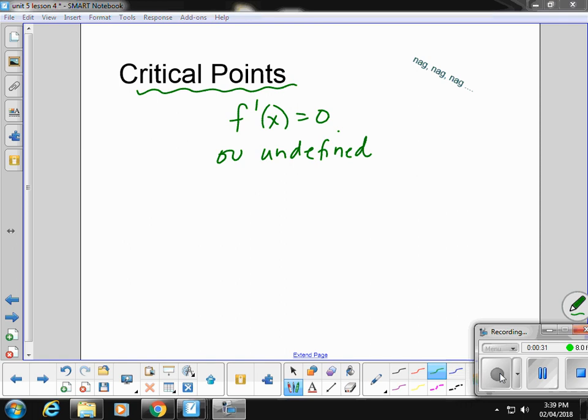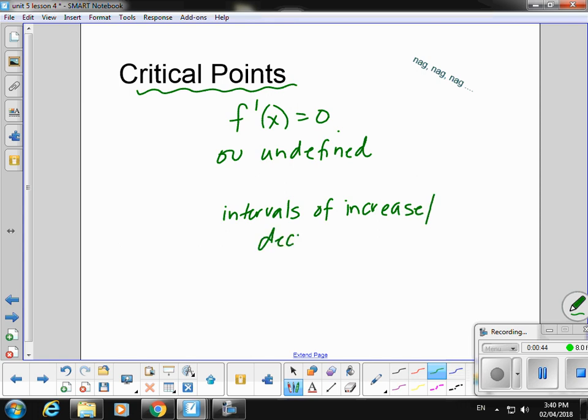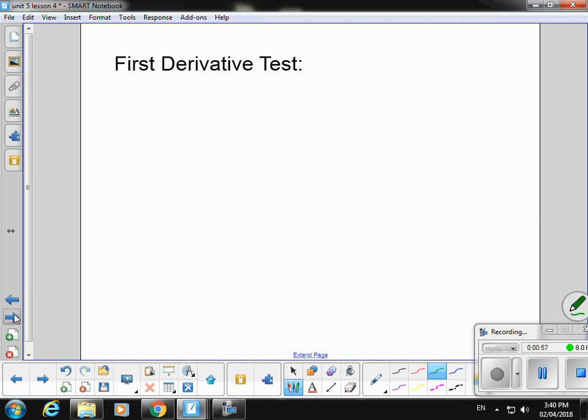As we look to the left of critical points and to the right, we can look at intervals of increase and decrease. We can find maximum and minimum values, and so on. We call this the first derivative test. And I would love for you to look at page 178, where they specify those things that I just talked about, and have a nice summary in your notes.